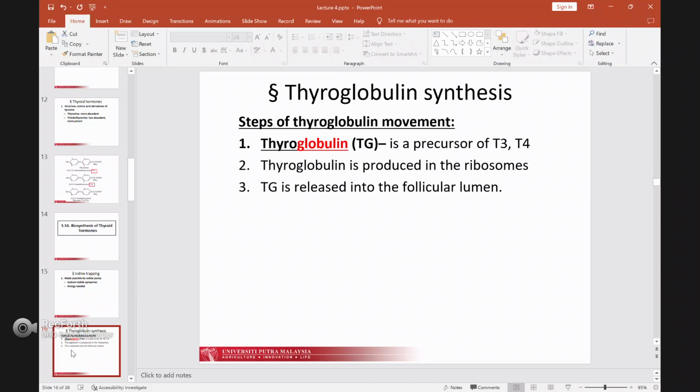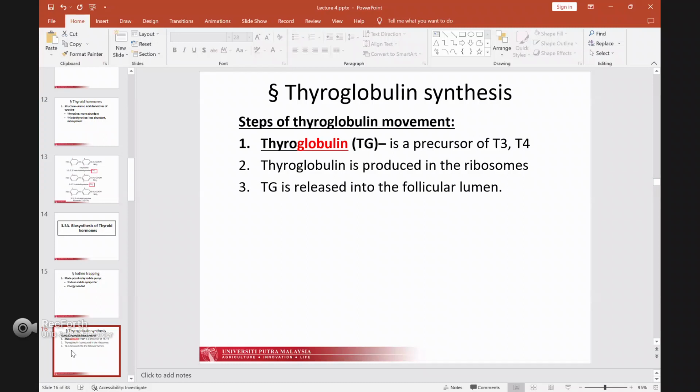So thyroglobulin is a precursor for T3 and T4. You know that we have three different types of thyroid hormone: T3, T4, and also reverse T3. All of them actually come from the thyroglobulin, the one that provides the tyrosine.